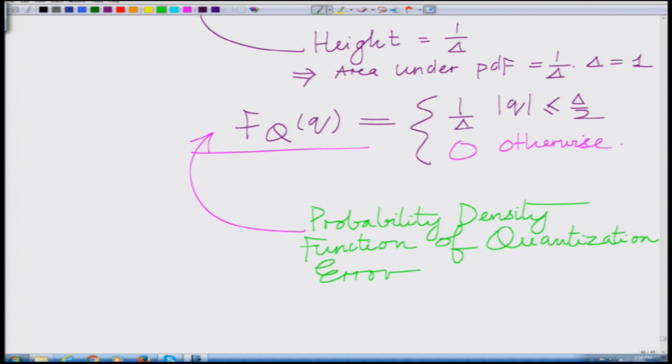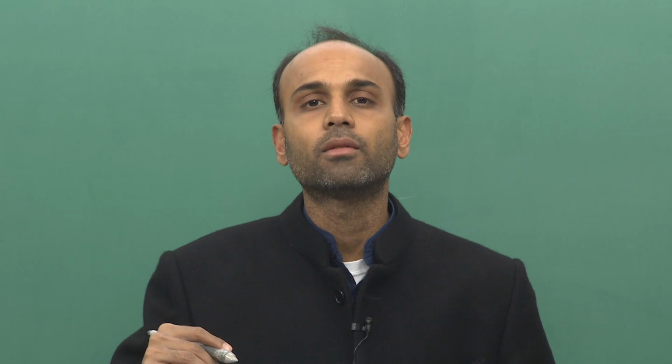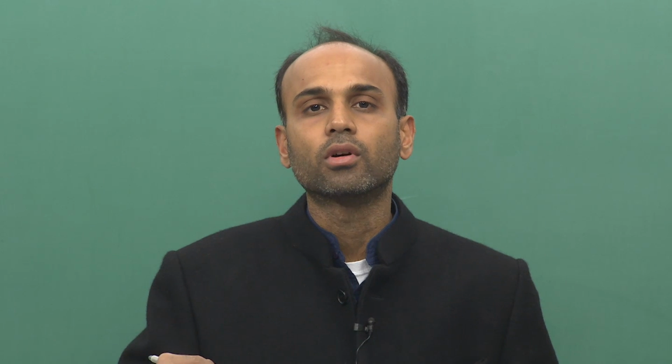So, it is a uniform probability density function in minus delta by 2 to delta by 2, which means it has a height of 1 over delta in that interval. And f of q is basically the probability density function, which is a uniform probability density function.